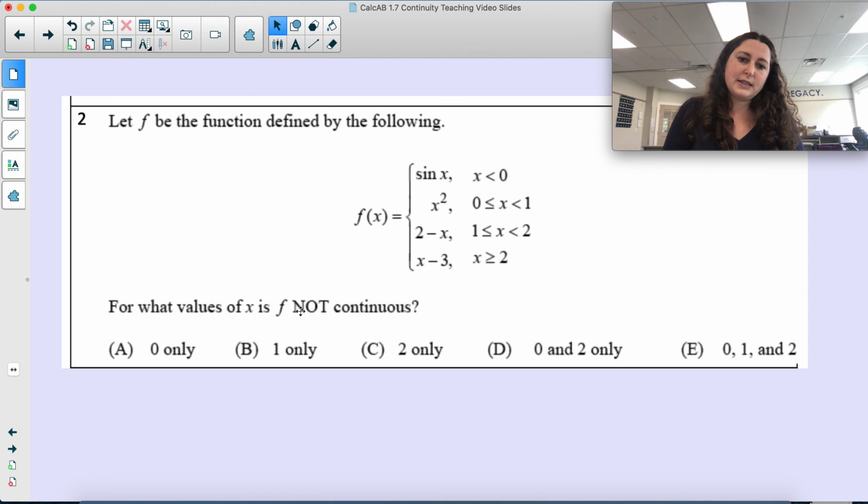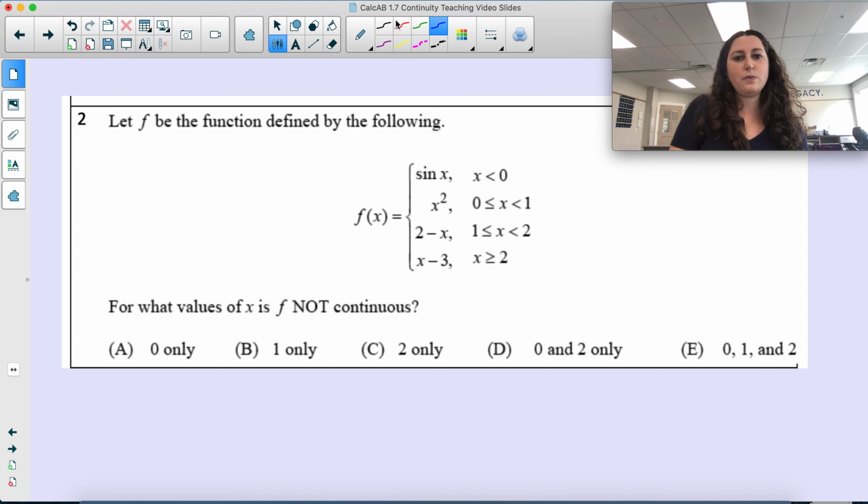All right, 2. For what values of x is f not continuous? All right, well, looks like the function is defined everywhere. So now we just need to see if the limit exists and if the limit equals the value of the function. Let's start with 0.